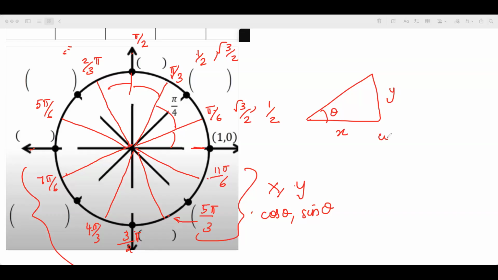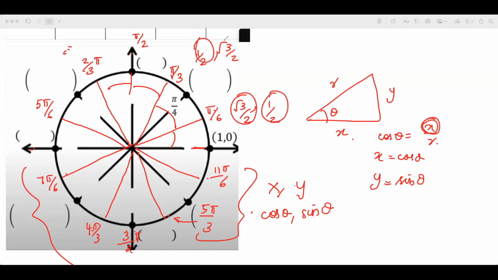Now cos theta is adjacent by hypotenuse, right? X by r. R is 1, so x equals cos theta. Y will always be equal to sine theta. This is cos theta, sine theta of that angle. This is cos pi by 2, sine pi by 2. This one is 0, 1. At this point, what do we do? Here, minus 1 by 2, root 3 by 2. What is this? Cos 2 pi by 3, sine 2 pi by 3.